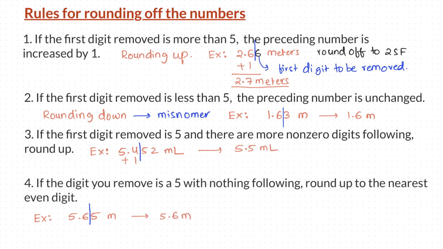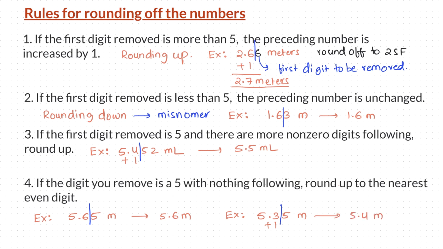Let us take another example. We have a measurement 5.35 meters and we need to round this measurement to 2 significant figures. The first digit we are removing is 5 and there are no non-zero digits after the 5. Therefore, we round to the nearest even digit. Since the preceding number is a 3, an odd number, we round it up to a 4, which is an even number. The resultant measurement becomes 5.4 meters.